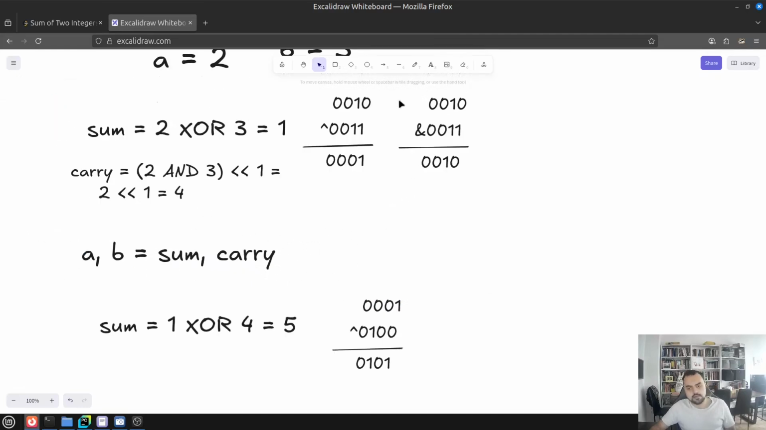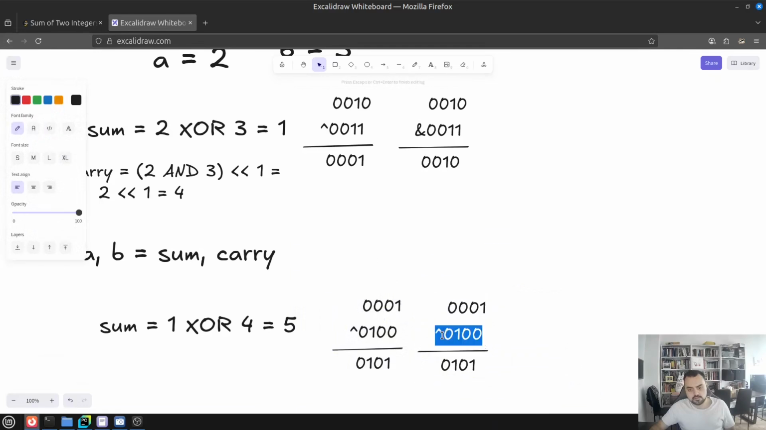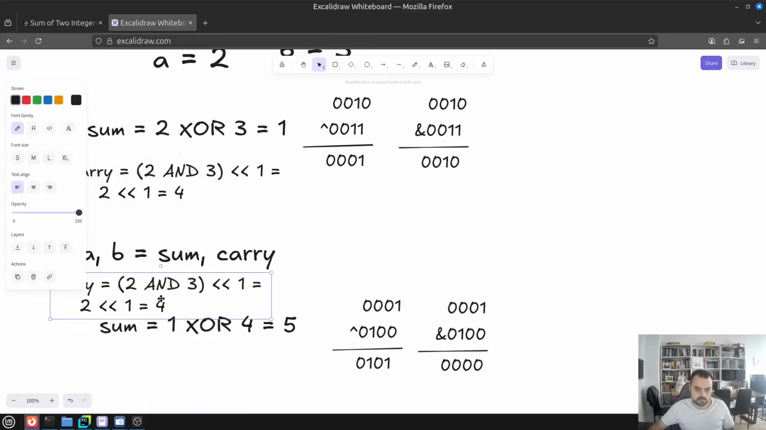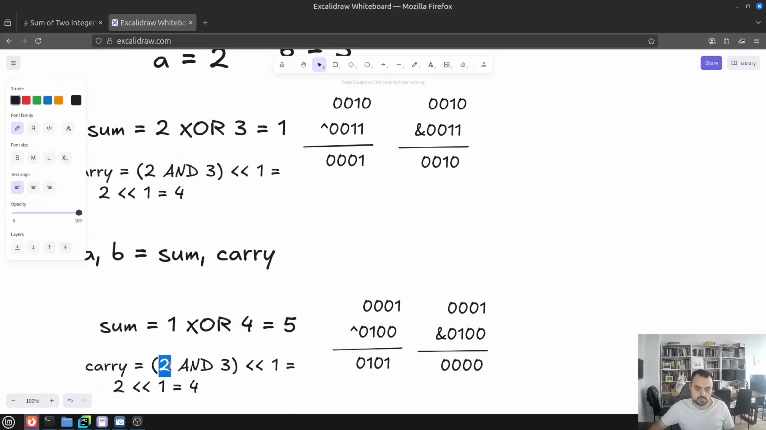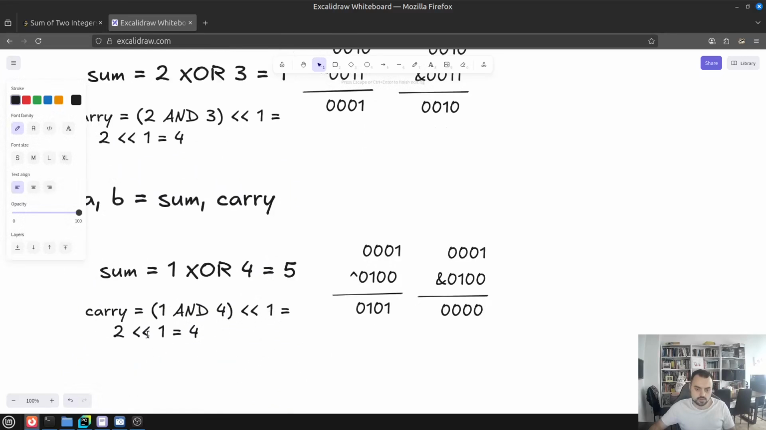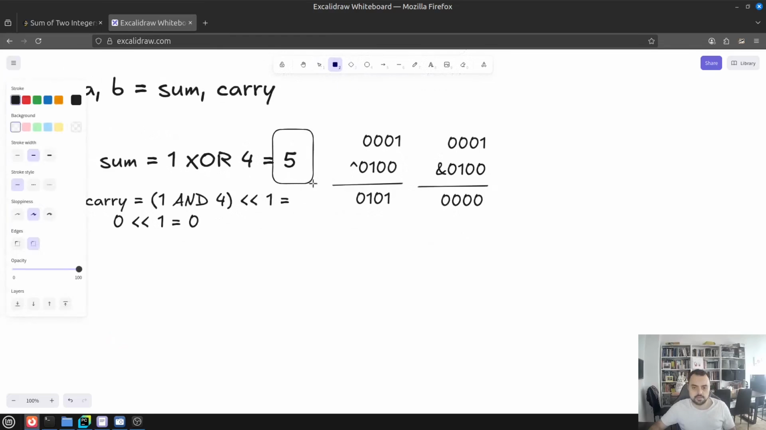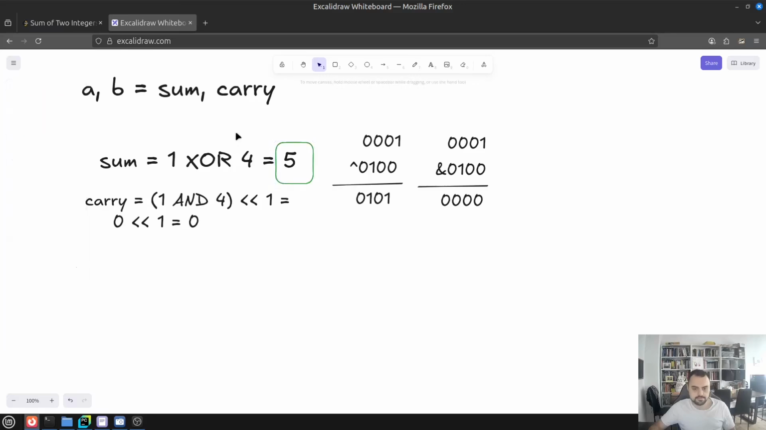And then we do the AND operation, which gives us all zeros. This time is 1 AND 4 shifted to the left by 1, which is 0 shifted to the left by 1, which is still 0. And we arrived at the final result. That's how it works, but there are more cases.